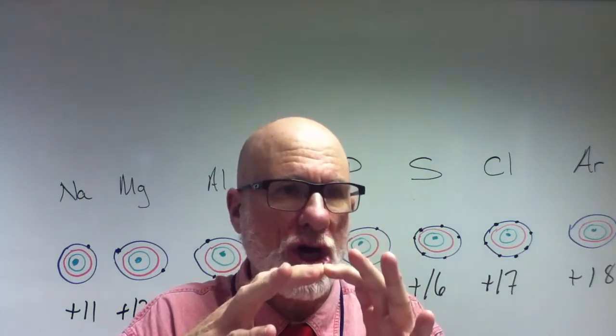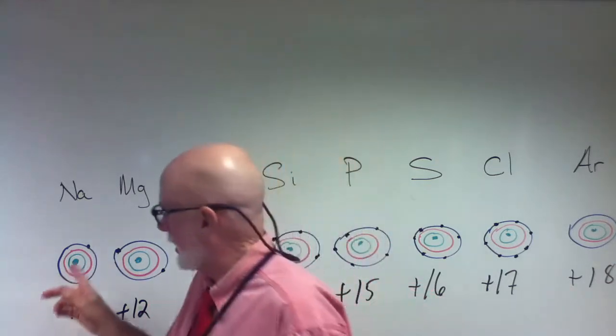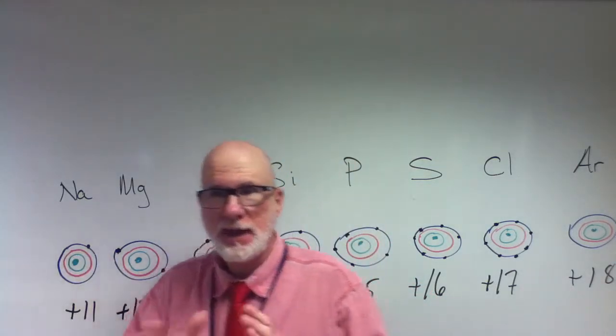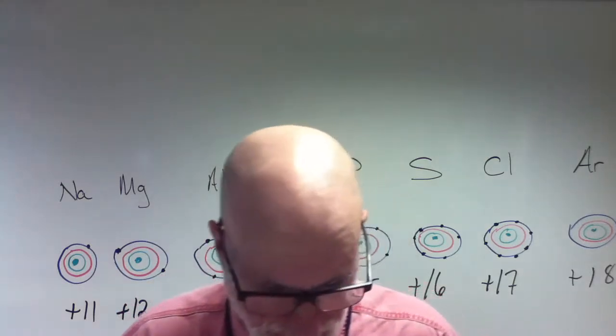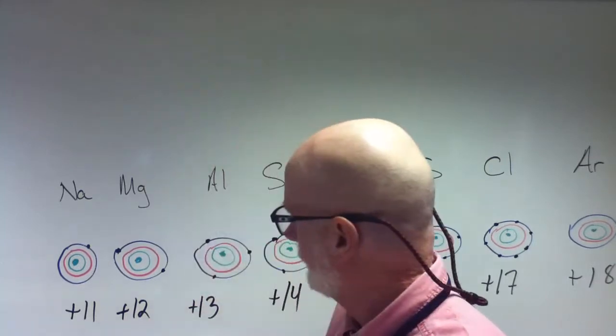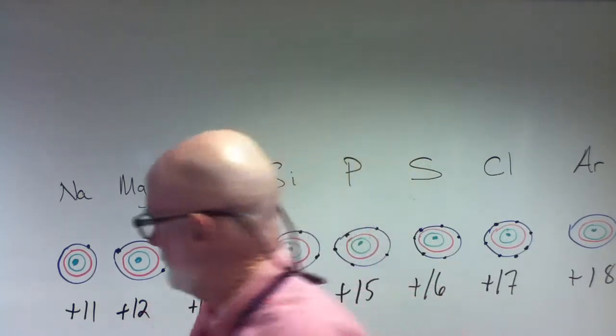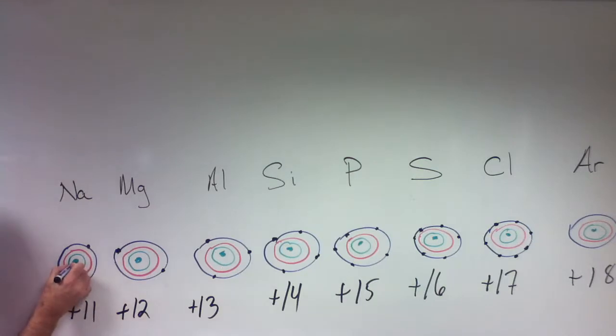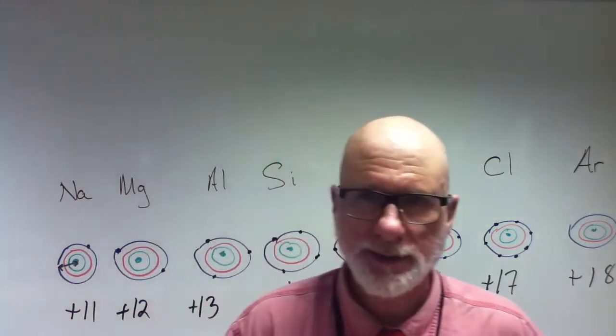So the nuclear charge is pulling. Think of this third ring as the limit of the volume of the atom. In other words, this is the radius of the atom. That's the radius of the atom. I don't want to put a dot there, you'll think it's a... That's the radius of the atom, right? Correct?